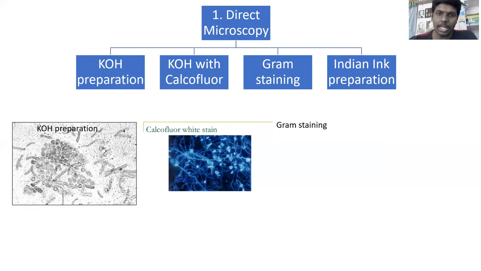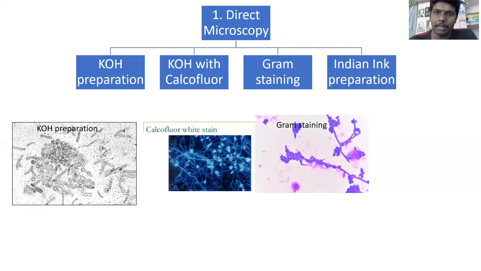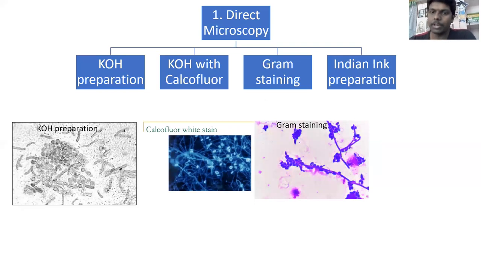Then we have one more staining, which is gram staining. Some fungi are gram positive, and that can be determined by gram staining. For example, Candida albicans is a fungus which is gram positive in nature. So for that, we can perform gram staining.